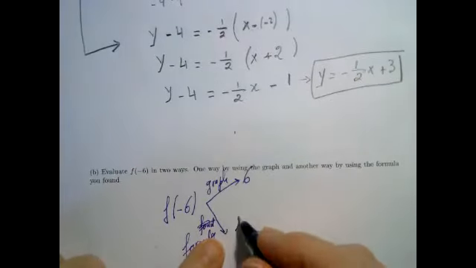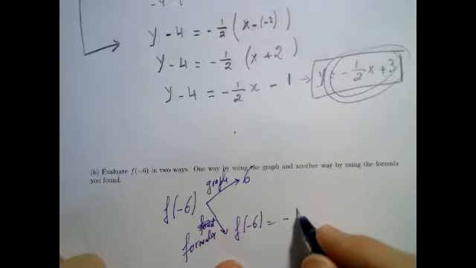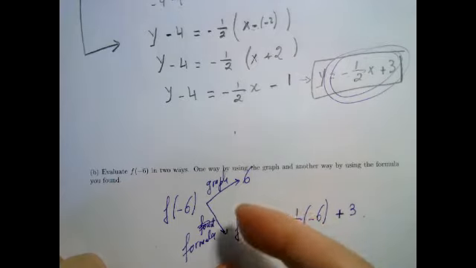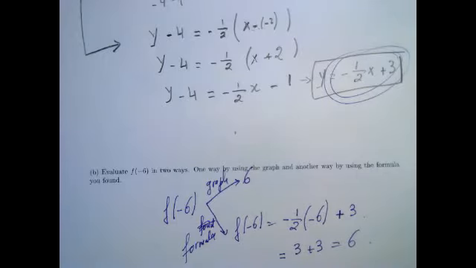So according to my formula, that's the formula, because that's the equation of the line. It should be minus a half times minus 6 plus 3. Now, this should be 6. If it's not 6, what I'm doing is wrong, period. So it's going to be equal to 6 minus a half times, that's going to give me a 3 plus a 3, which is equal to 6. The values obtained by the graph and the values obtained by the formula are exactly the same. So just 2 ways of representing the same function, the same rule.